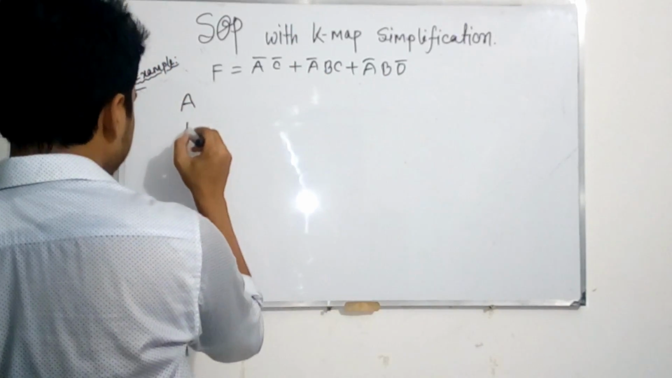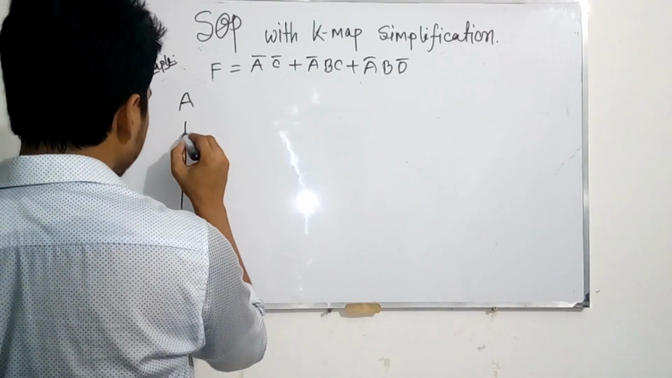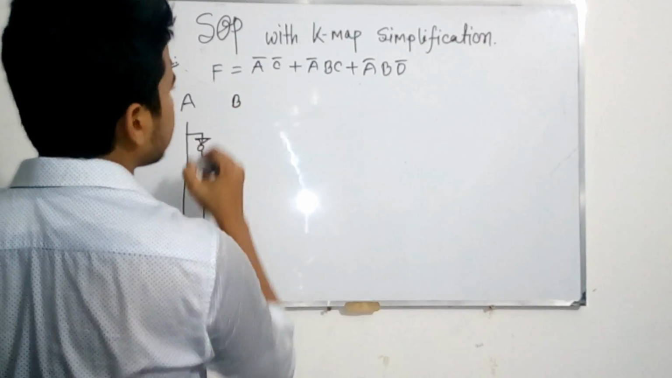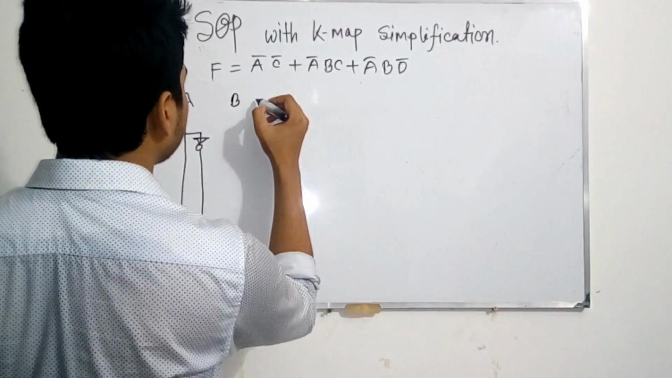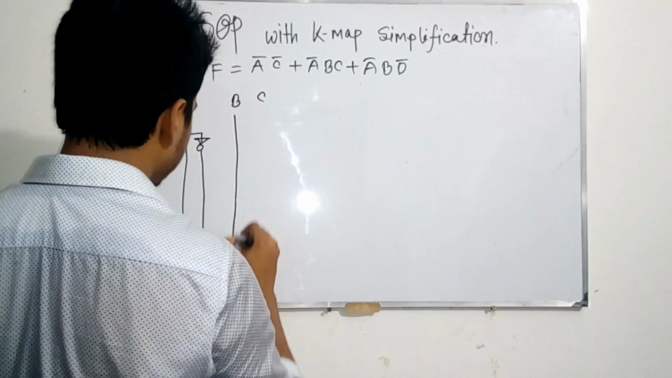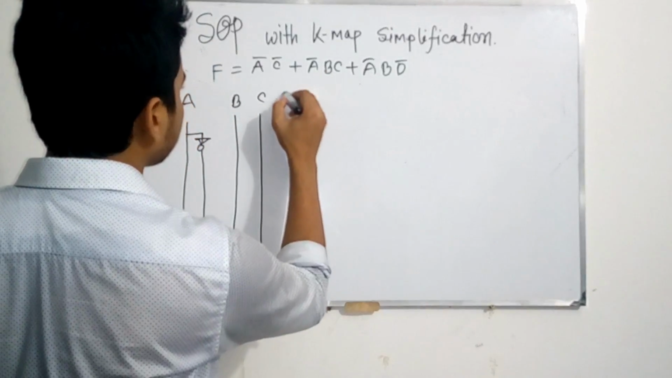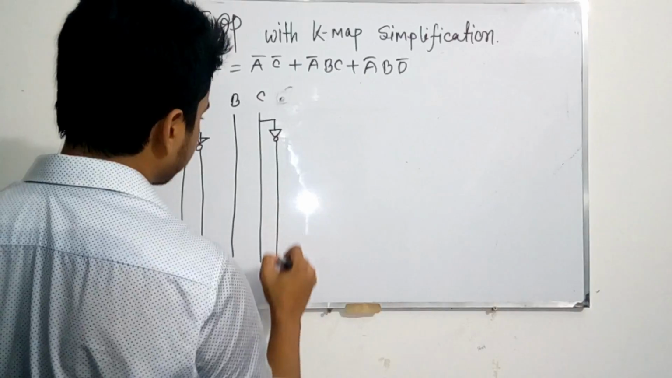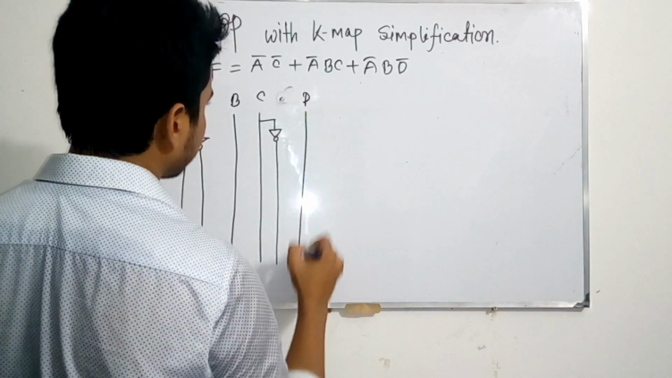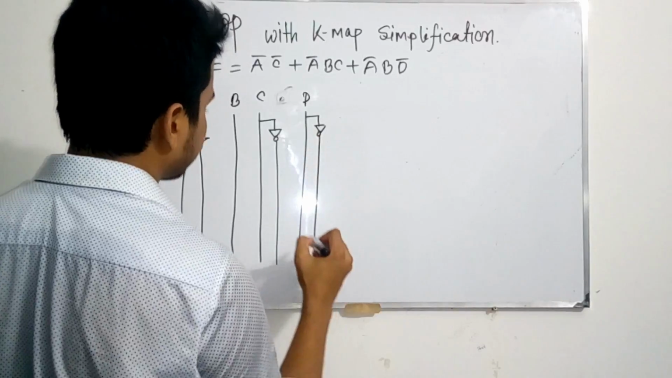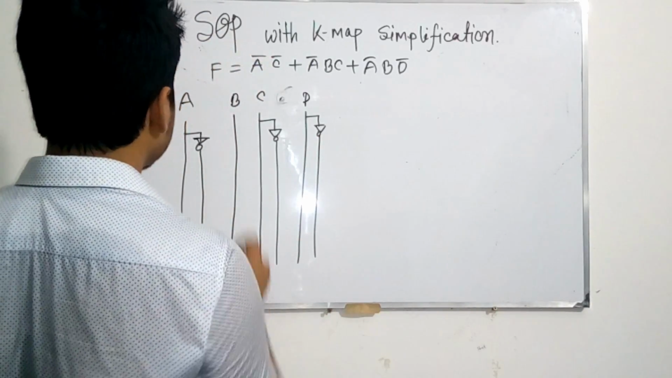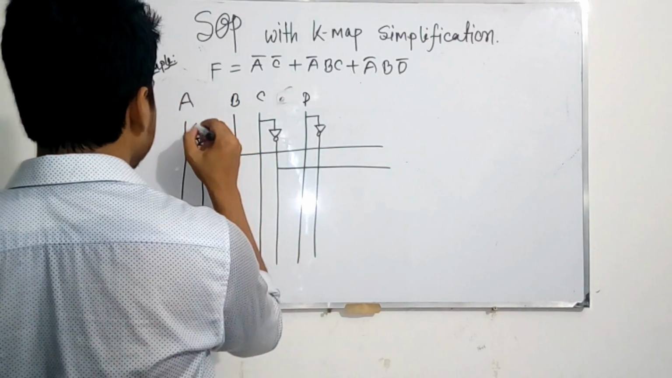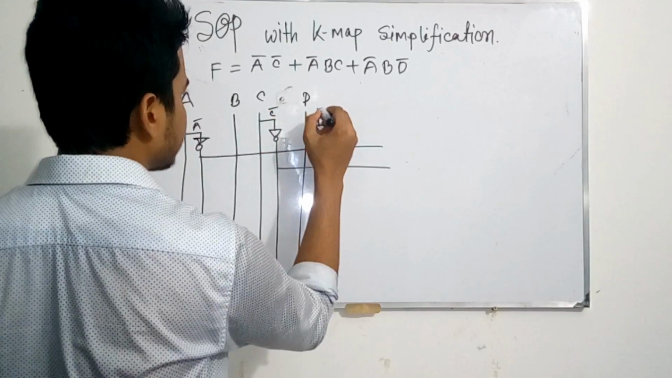So here is A, we need A naught also. We need B, there is no B naught, so we do not need any B naught gate. We need C, we need C naught also, and we need D and D naught also. So first A naught, C naught. So this is A naught, this is C naught and this is D naught.